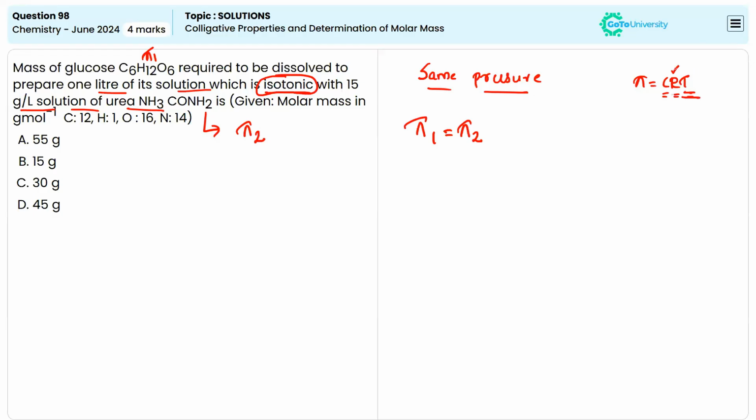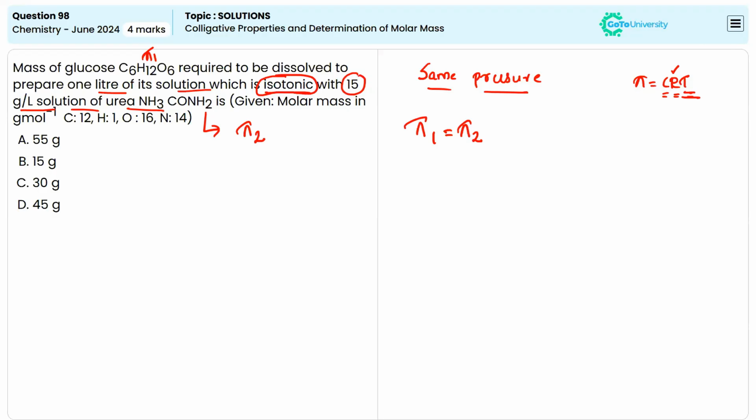R is the gas constant, right? That is also not changing. So if you take these two solutions, the one and only changing factor is the concentration. For both solutions, the concentrations will be the same, because for urea I am taking 15 gram per liter solution, and for glucose we don't know. We have to find out the mass.